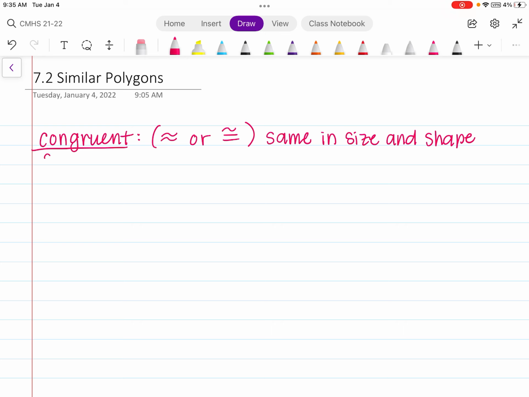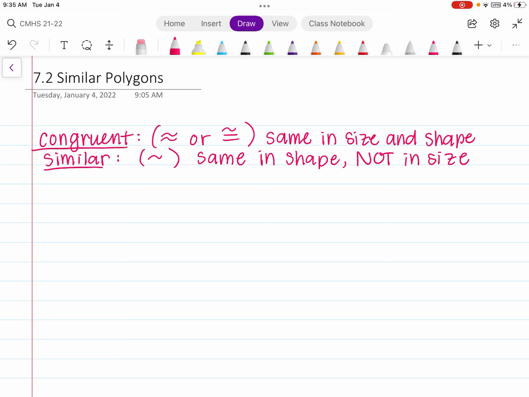But similar is different. If they're similar, they're different. And the thing we do for that is just one squiggly line. Okay, one squiggly line. And that is going to be important. For similar, the shapes are going to be same in shape. They have the same shape, but not the same size. Same in shape, but not in size.